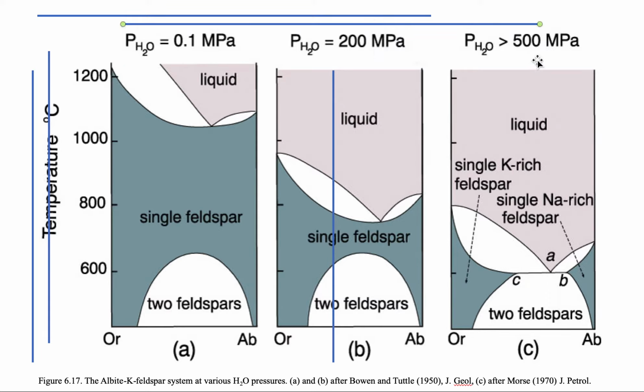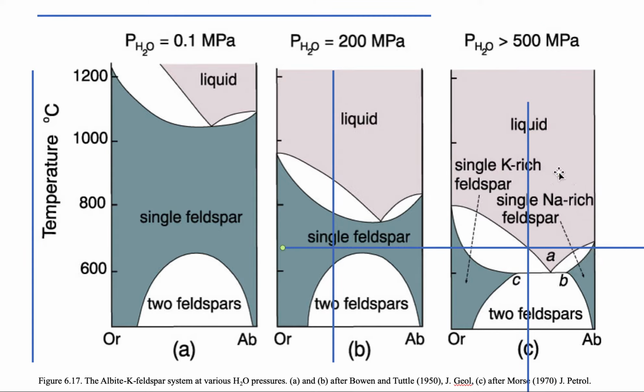What happens here when the water pressure is greater than 500 MPa or greater than 5 kilobars or more than 5,000 times atmospheric pressure? Now this begins to act a little bit more like a eutectic. If we have a bulk composition, let's say that is here, the first liquid that would form, if we have something starting at higher temperature, would precipitate out its first feldspar crystals at a little under 700 degrees centigrade. The first crystals would be very orthoclase rich.